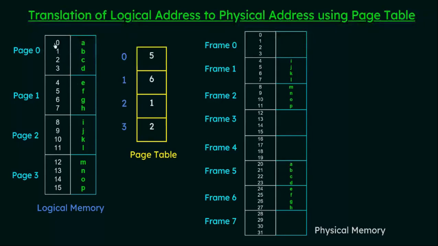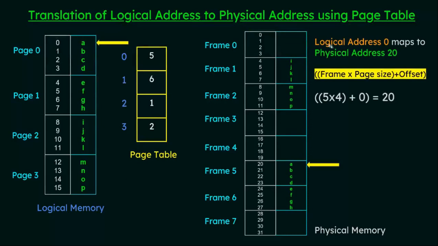So we see that logical address is 0, physical address is 20. Now how do we arrive at this number? For this, there is a formula that we can use to calculate. So let's see what that is. Here it says logical address 0 maps to physical address 20. And the formula for finding that out is frame into page size plus offset.